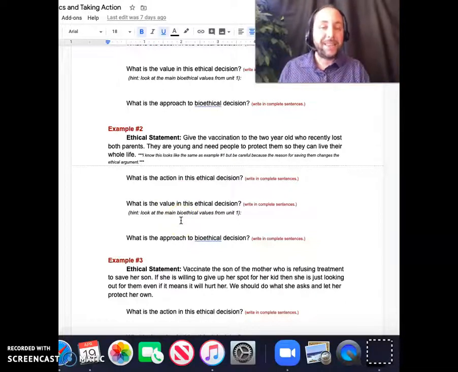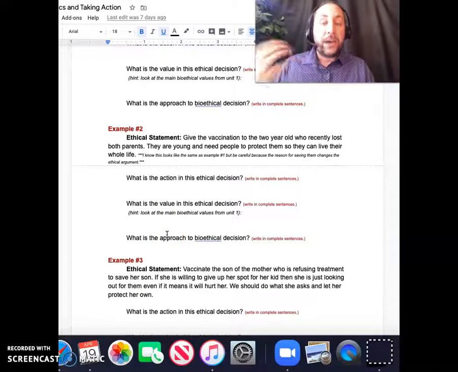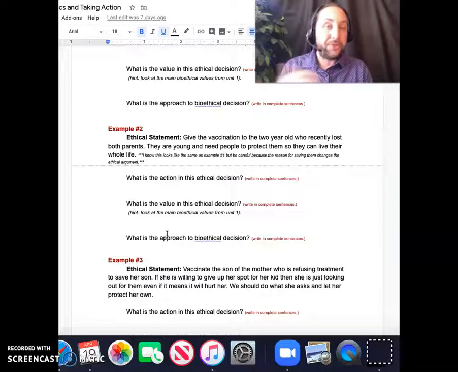We're valuing length of life that a person has to live. Not quality, because we have no idea what the quality of life of a 2-year-old is going to be, but we're valuing the length of their life. Now, the bioethical approach to that decision is not about justice.